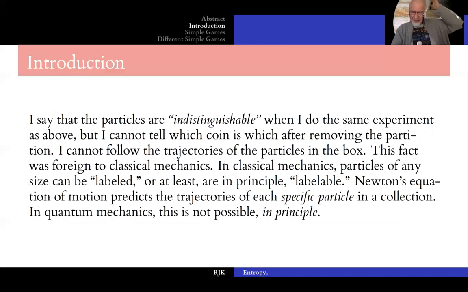Although this was very foreign to classical mechanics, in classical mechanics, particles of any size could always be labeled, or at least in principle labelable. And Newton's equations of motion predict the trajectories of each specific particle in a collection. It makes that assumption. In quantum mechanics, that's not true, and it's not even possible in principle. So it will eventually give up the idea of distinguishability, even though traditional classical physics thinks about it as being distinguishable.